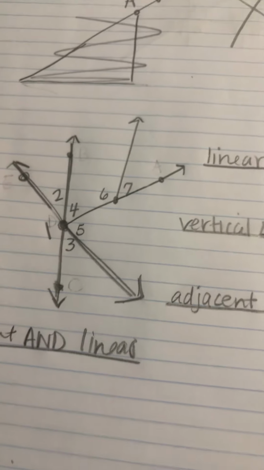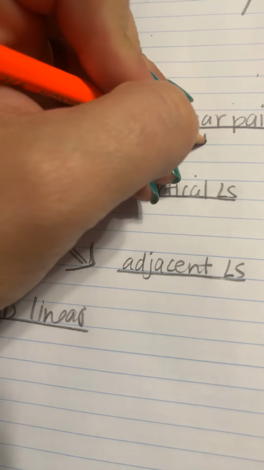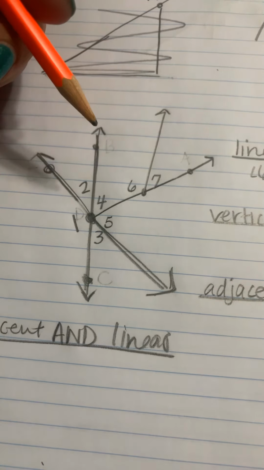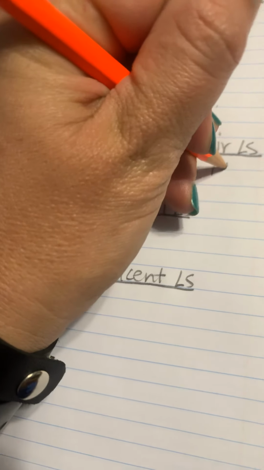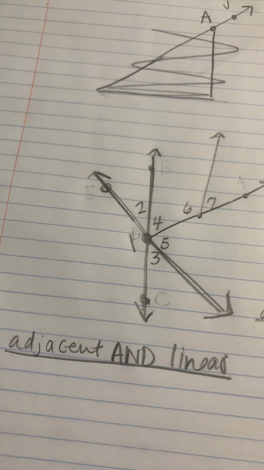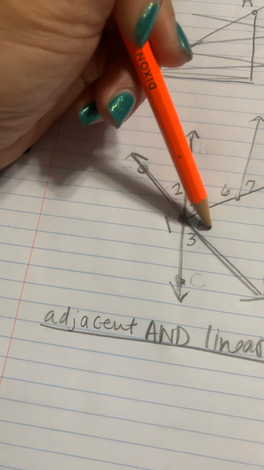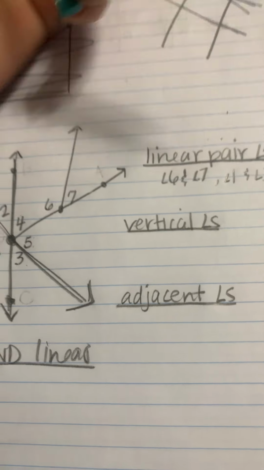So in this diagram, we've got 6 and 7. We have angles 1 and 3 as well. And then that would be it. These three angles together would also be a straight line, but we're only looking for a linear pair. So we're only looking for two that would make the line. So it would be these two and these two.